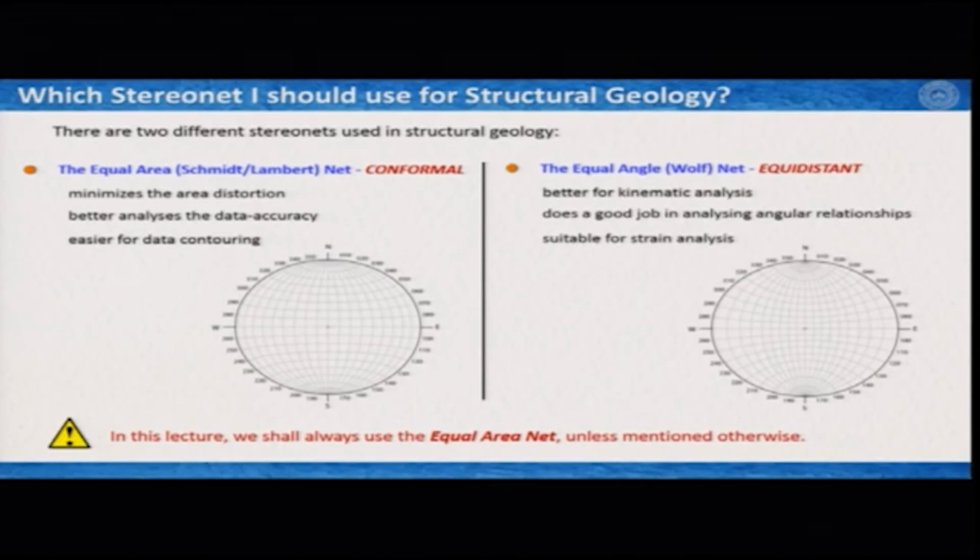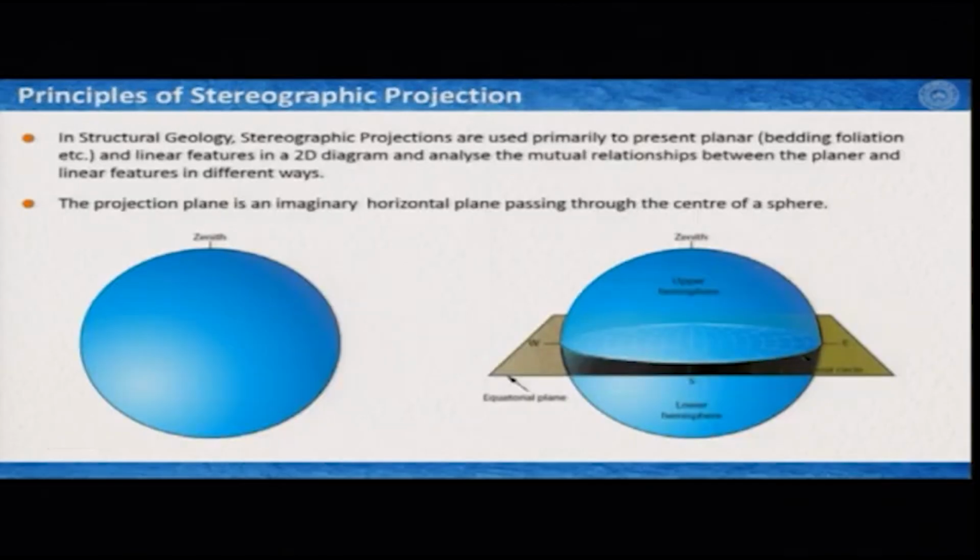The advantage of equal area projection is that it minimizes the area distortion. So, it better analyzes the data accuracy and it is also easier for data contouring. On the other hand, the equal angle Wulff net does an excellent kinematic analysis, it does a good job in analyzing the angular relationships, and therefore it is suitable for strain analysis. In this lecture, and in most structural geology operations, at least at basic levels, people mostly use the equal area net. So, in this lecture we will also use the equal area net unless we state otherwise in some places. Okay, let us go to the concept of the stereographic projection.